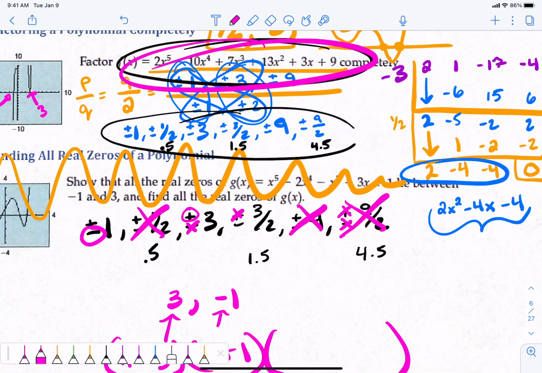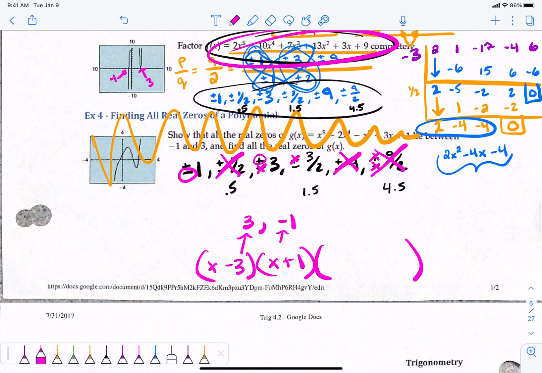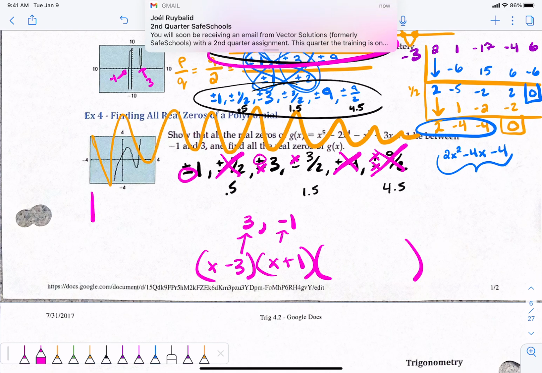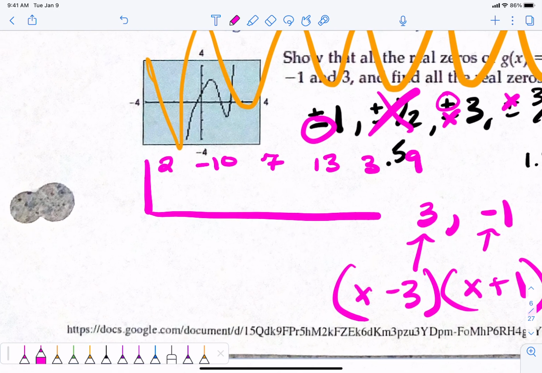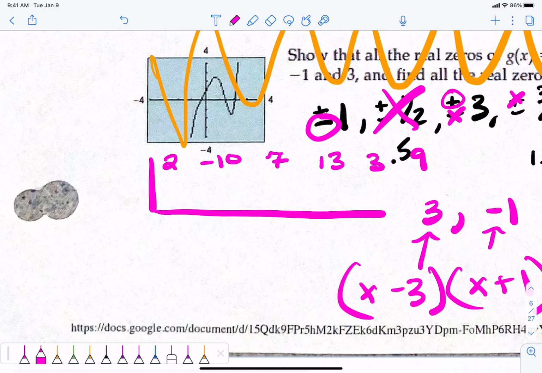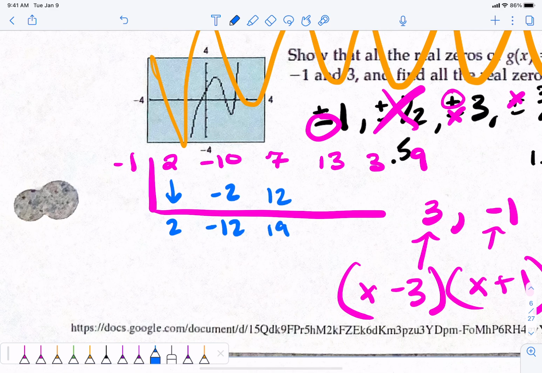So let's do some synthetic, right? Okay. All right. Synthetic twice and then we're done. Here we go. 2. Negative 10. 7. 13. 3. 9. And are we going to do 3 or negative 1 first? Negative 1. Fine. Negative 1. Sure. Okay. Here we go. Drop the 2. Negative 2. Negative 12. Positive 12. 19. Negative 19. Negative 6.